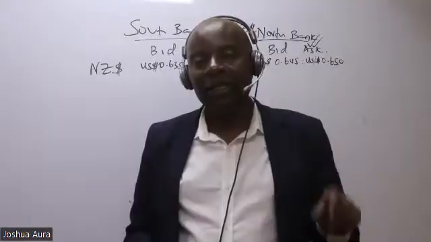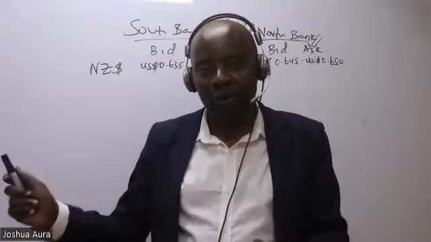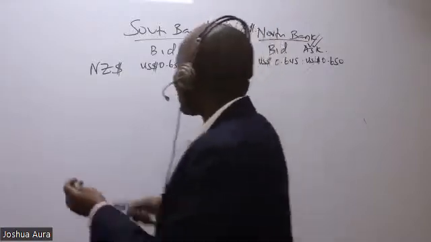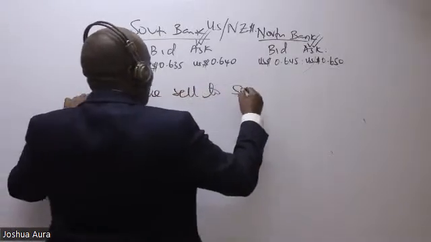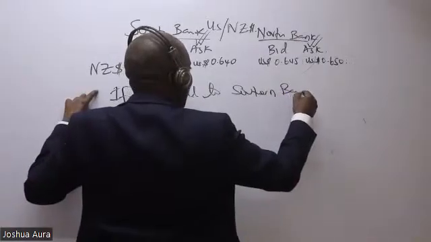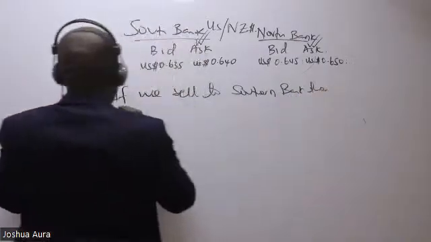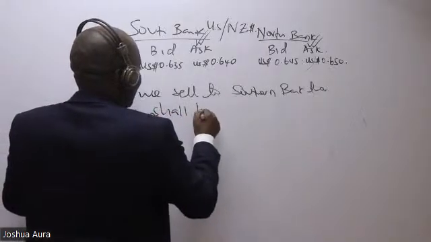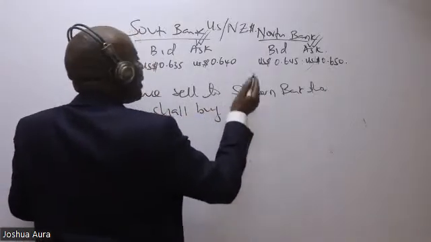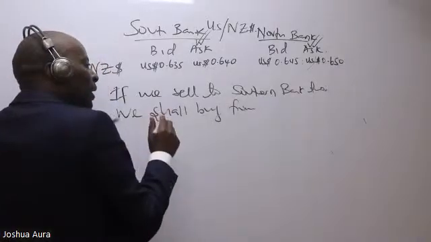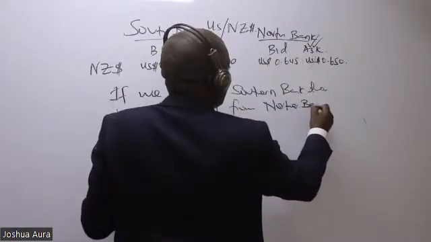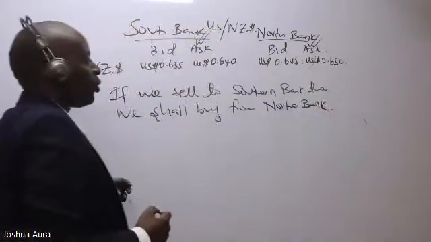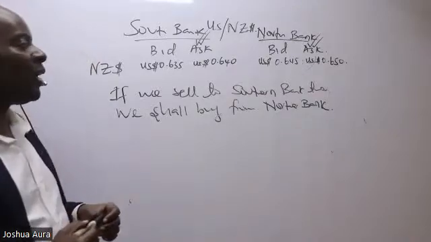We have said this time round, we are going to sell, first of all, the $1,000 to who? To Southern Bank. So if we sell to Southern Bank, then we shall buy from which bank? You can't buy from the same bank. Now you shall buy this from the other bank. So you buy from the Northern Bank. A little bit confusing, but you'll get used to this.